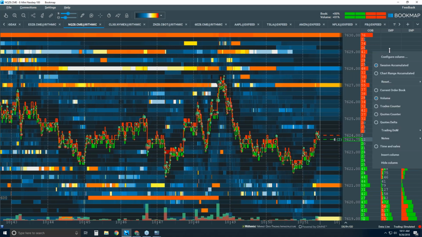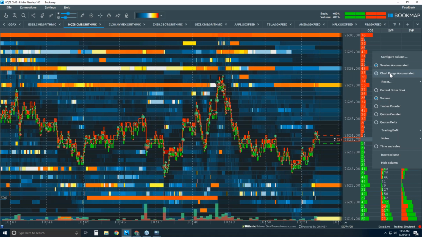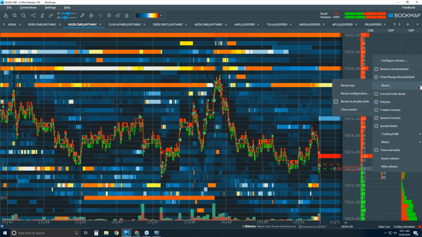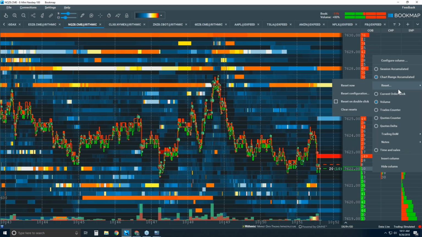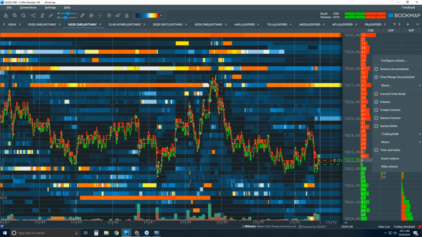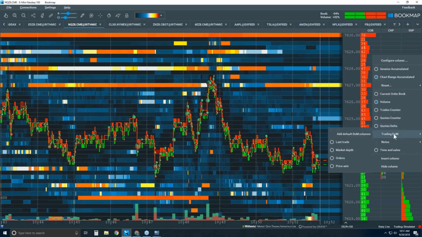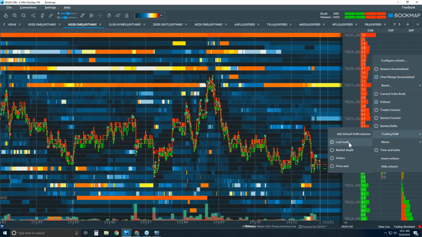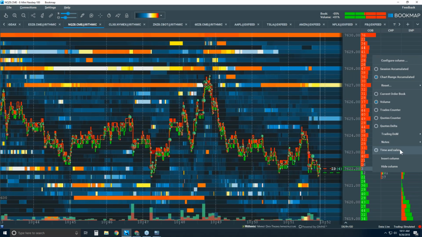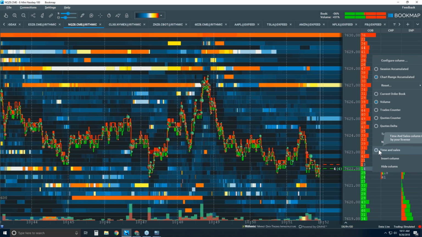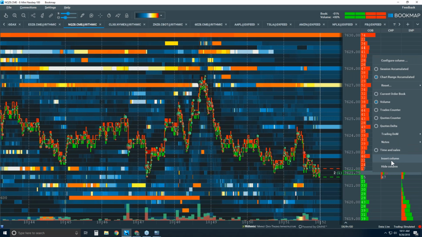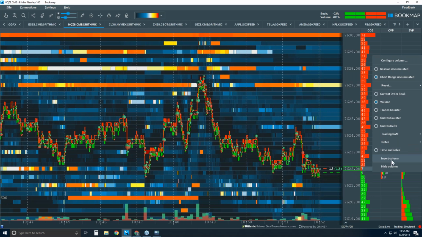Okay, so let's turn this back to chart range, and you can see all the different other data types here. You can see there's a trades counter, a quotes counter, a quotes delta. There's a trading dome here, all sorts of new columns, some notes columns here, custom notes and cloud notes, and time and sales as well. Okay, so time and sales just scrolling back and forth. And then of course down below here, you can see the insert and hide column.